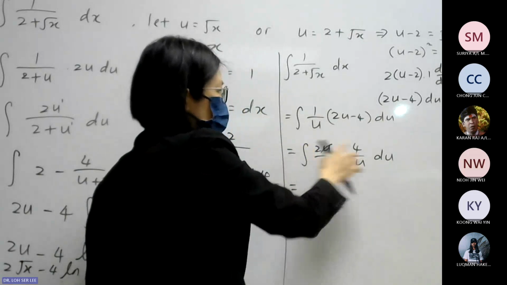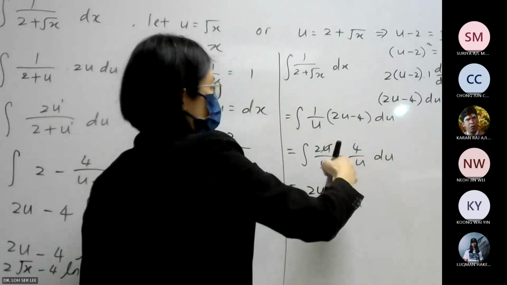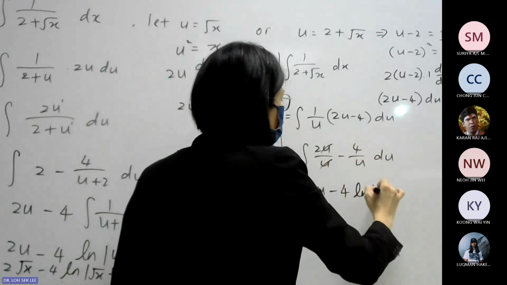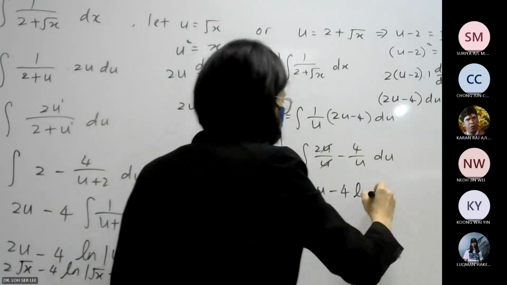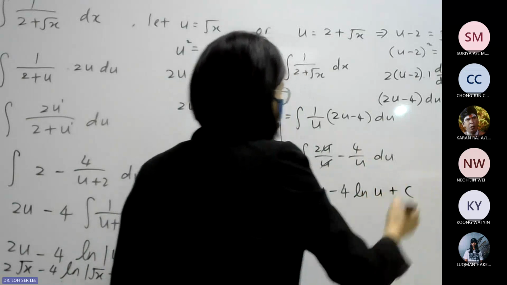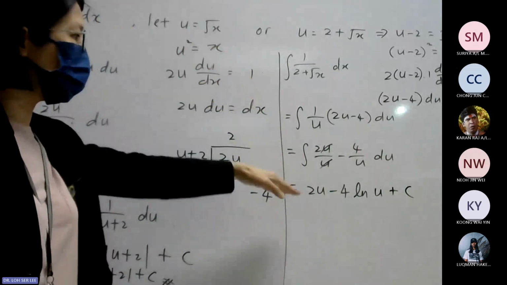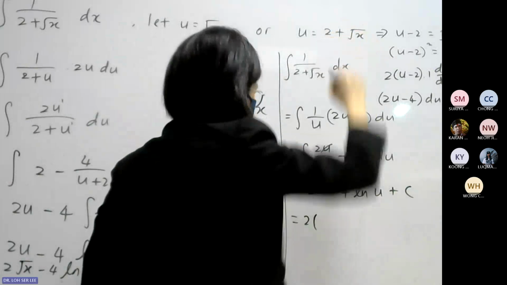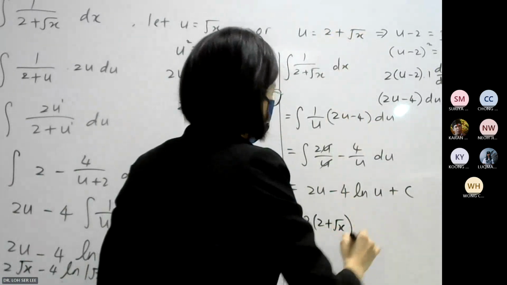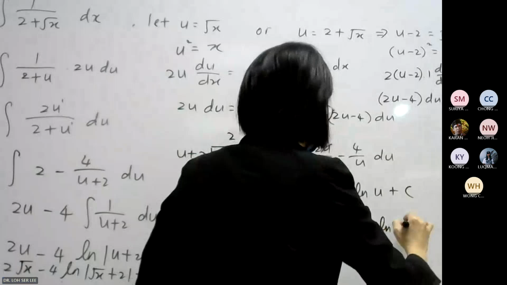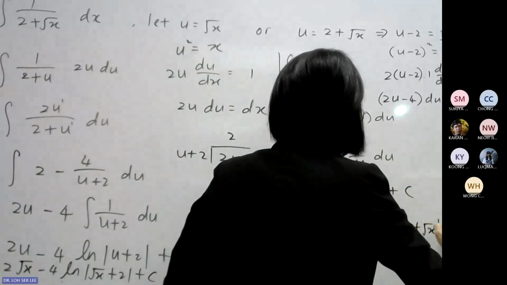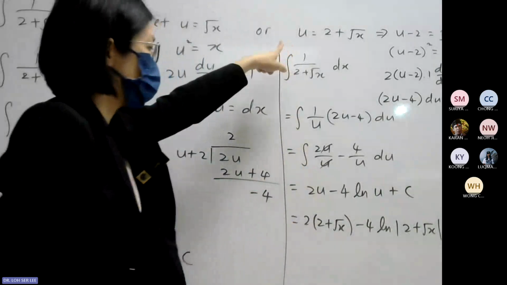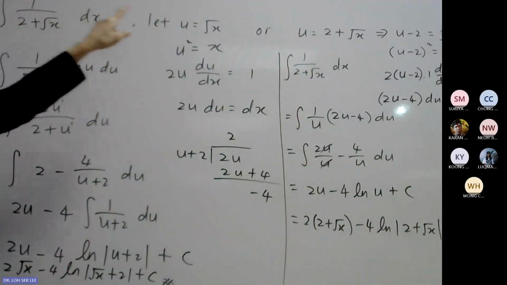So integrate 2 with respect to u, you get 2u. Minus 4, factorize the 4, you are integrating 1 over u, that's log u, plus c. Then we change the u back into x. So 2 times this u, minus 4 log of u, where u is 2 plus root x, plus c. This is the answer for this case.